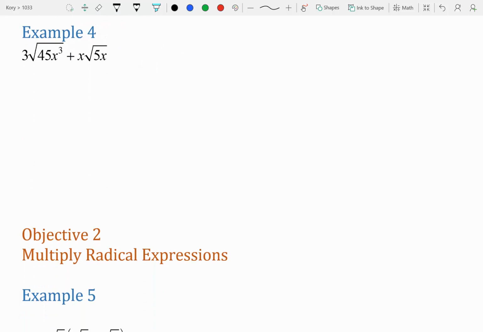Alright, example 4. Simplify, then try to add. So we have 3 times the square root of 5 times the square root of 9, and take the variables out. Make it its own thing. And then we're going to add that to 5x. We can't do anything with 5x. There's nothing to simplify there, so we leave it.